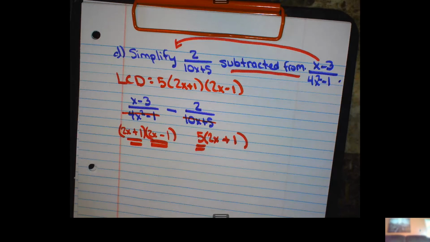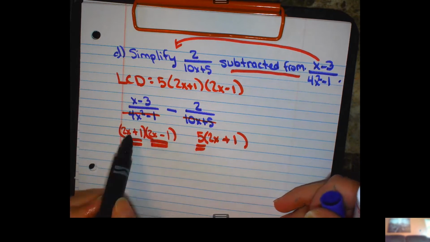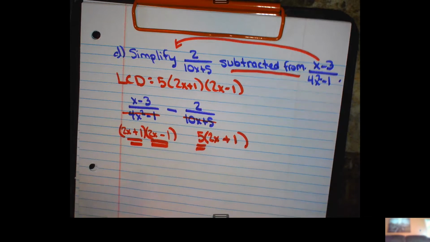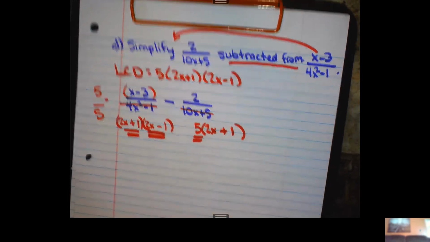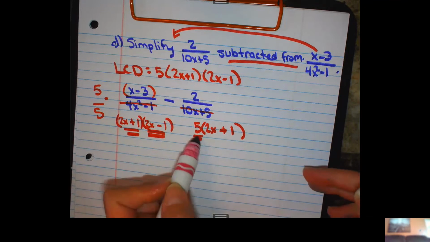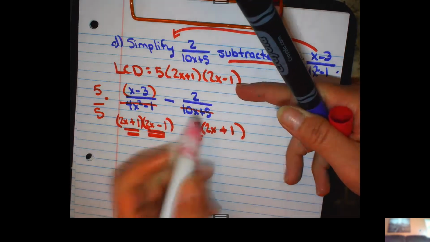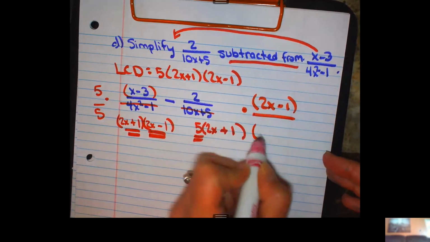So what that means is we want both fractions to look like that. So we say to ourselves, looking at the first fraction, what's missing from the bottom to get the LCD? Well, that would be a 5. So we're going to multiply the top and the bottom of the fraction by 5. And I'm going to put the top in parentheses since there's 2 terms. In this fraction, I'm noticing that I'm missing a 2x minus 1 from the LCD. So I'm going to multiply the top and the bottom by that 2x minus 1.